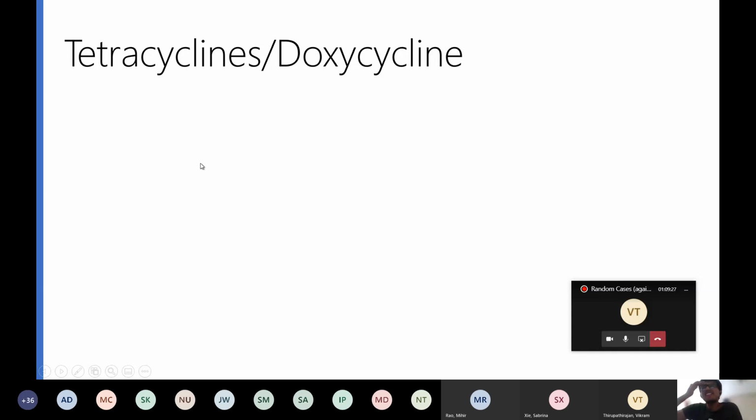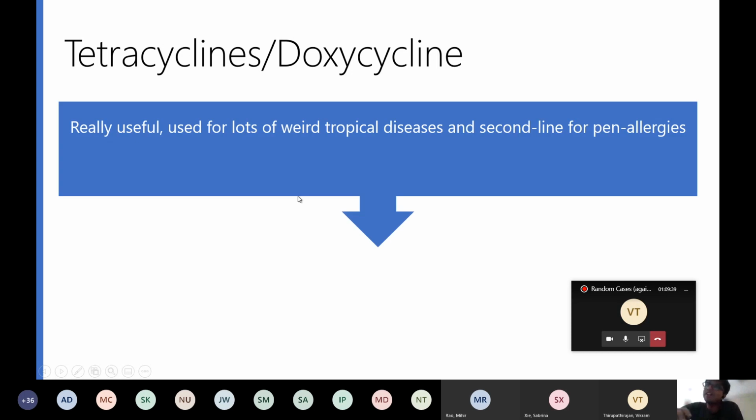So the tetracyclines are a kind of weird group of antibiotics in that they work on lots of different things, and they also don't work on a lot of different things, despite being quite broad spectrum. The way I remember it is they're really useful for lots of weird tropical diseases, and you can use them for some normal infections if people are pen allergic. So normal infections you might use it for if someone is pen allergic include things like ear infections, chest infections, but I wouldn't worry too much about that.